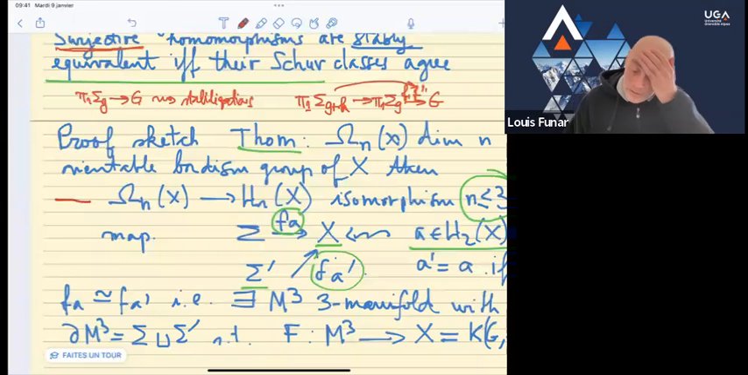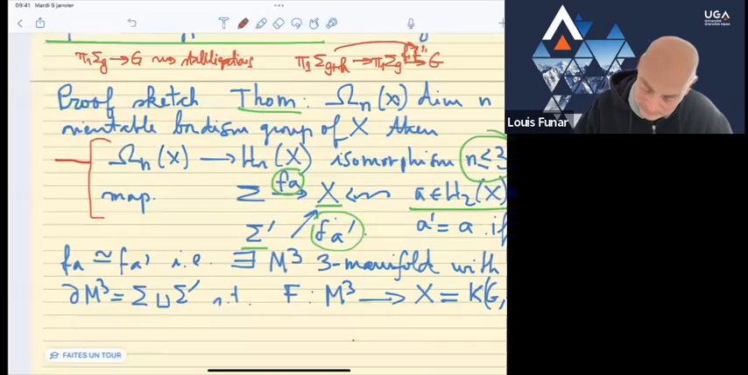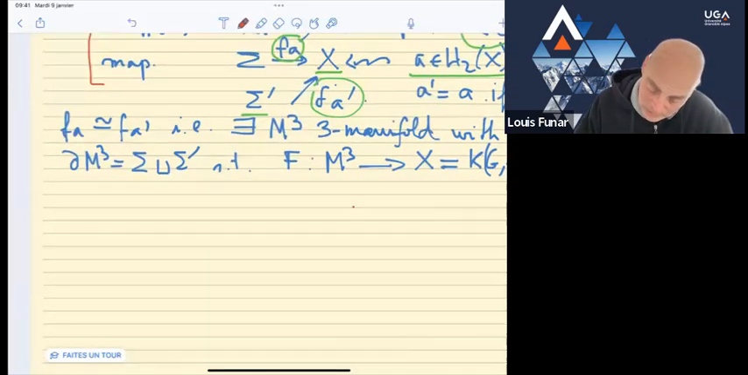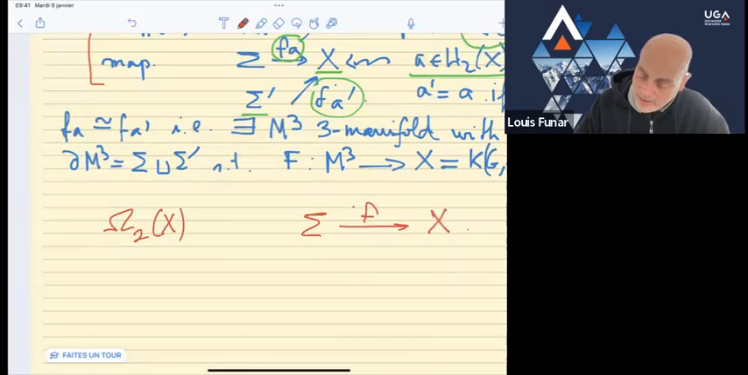So this is coming from an old theorem by René Thom, saying that if you take the dimension n oriented bordism group of a space X, then you have a map which associates to any such bordism class. So I recall to you that this corresponds to, let's look at omega 2 of X. So I'm looking at surfaces. So this is surfaces into X.